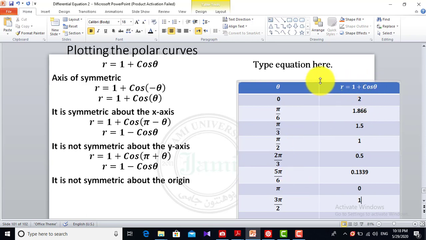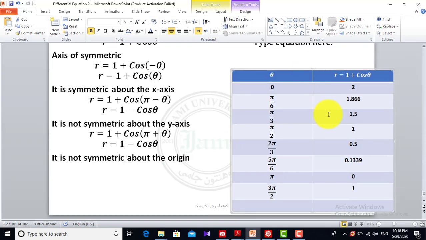And the last one I'm giving here, for example, is 2 pi. If I give 2 pi, then again I will be getting 2, because cos 2 pi is 1. 1 plus 1 is how much? 1 plus 1 is 2.